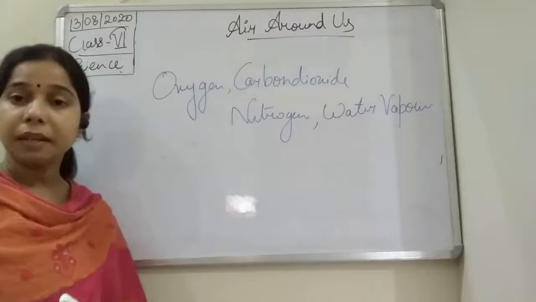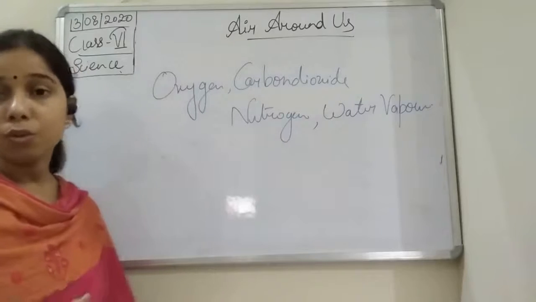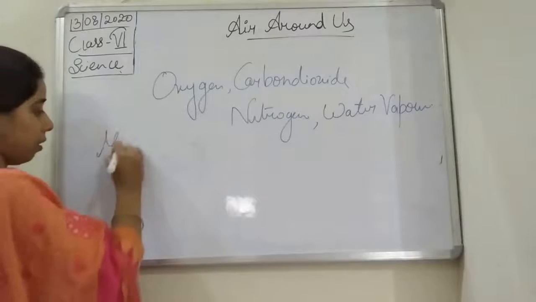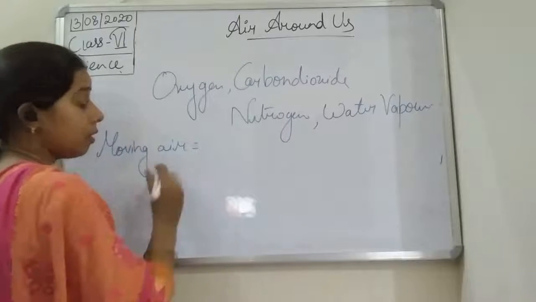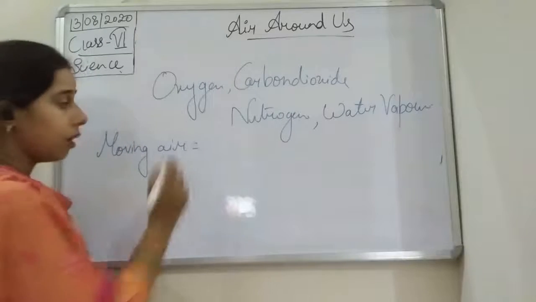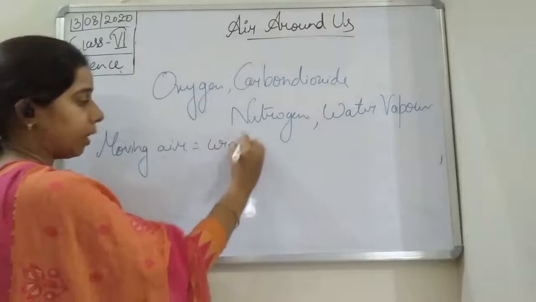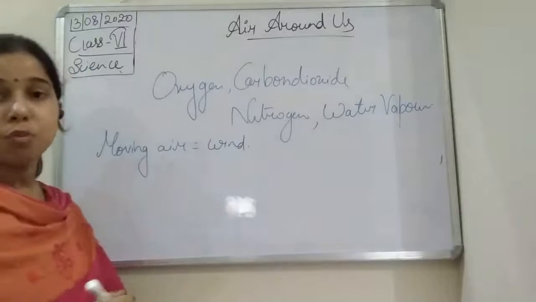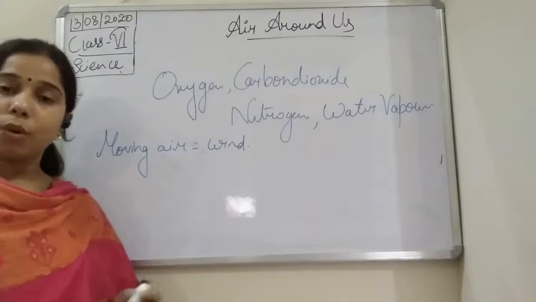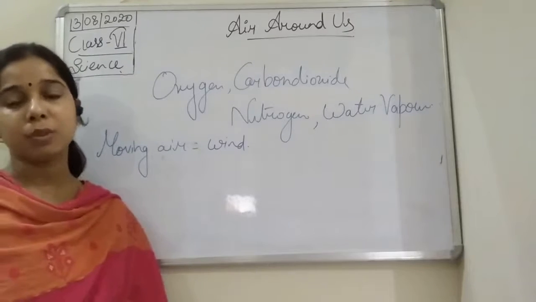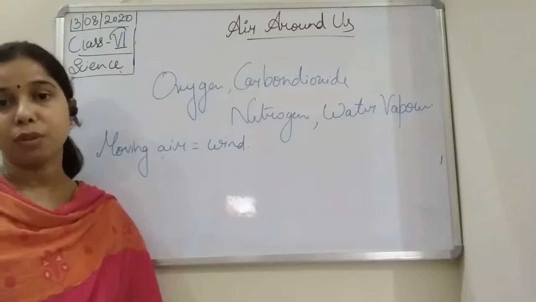Later on we studied that moving air is known as wind. Moving air, that is, when the air blows, then it forms wind. So moving air constitutes the wind, students. Then we went through a lot of examples which occur due to the wind.